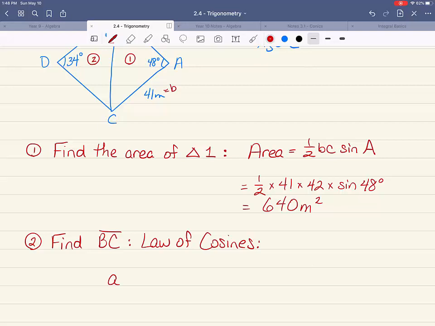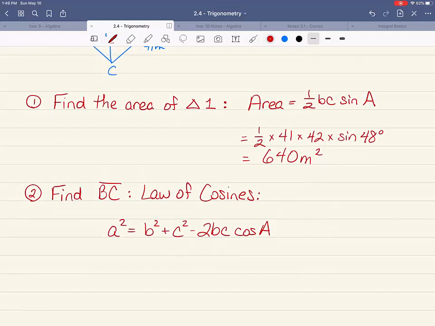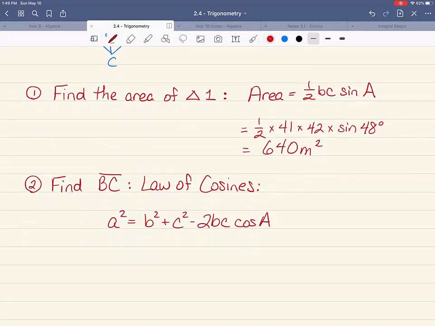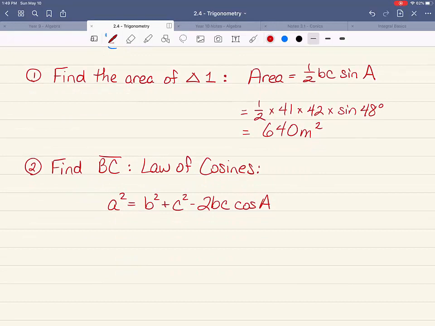The formula for law of cosines is a squared equals b squared plus c squared minus 2bc cosine of angle A. Now let me stop for a minute. Why did I choose that law of cosines formula and not the other one? The reason I did is because I am looking for side A. This side is the side across from angle A. Whenever you're looking for a side, you start with a squared. If you're looking for an angle, you start with the formula that starts with cosine of A equals.